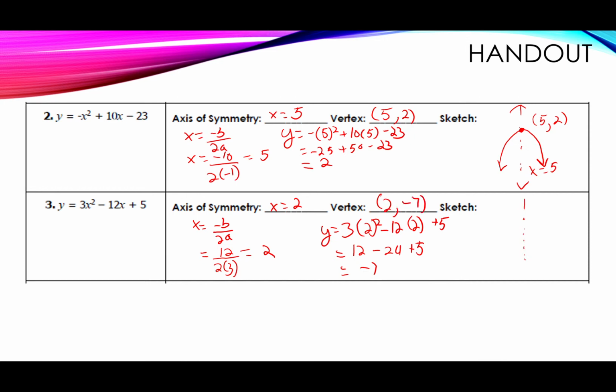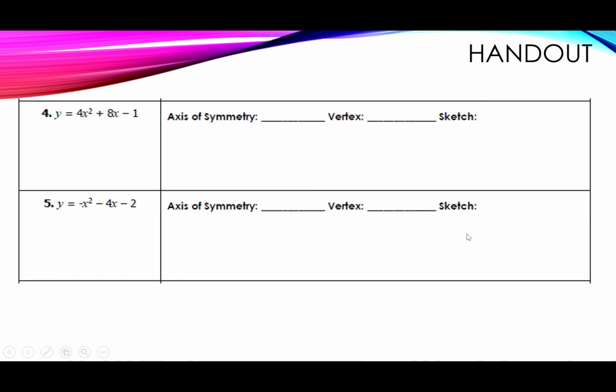Again, here's my little sketch of it. The axis is x equals 2. The parabola is going to open up, and the vertex is at 2, negative 7. All right, let's do one more, number 5.